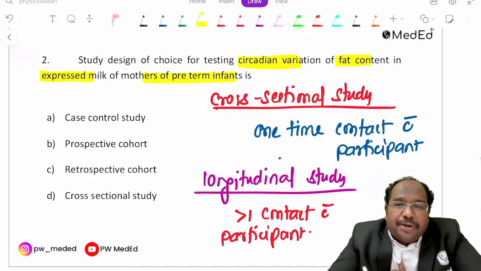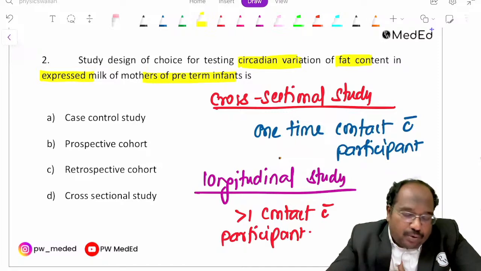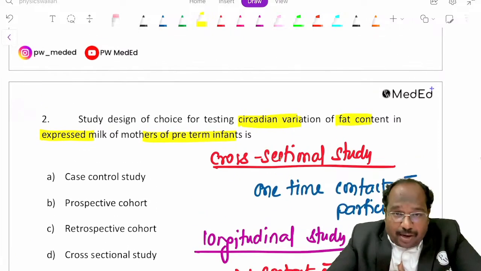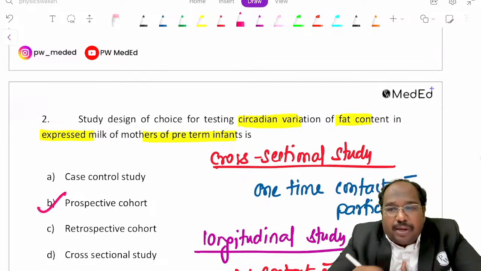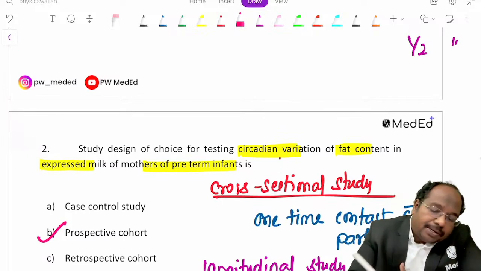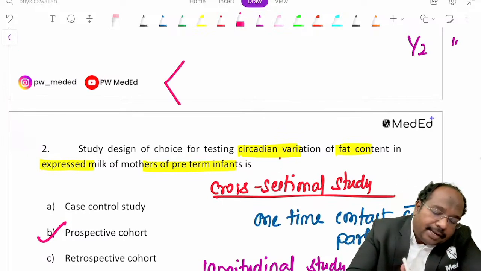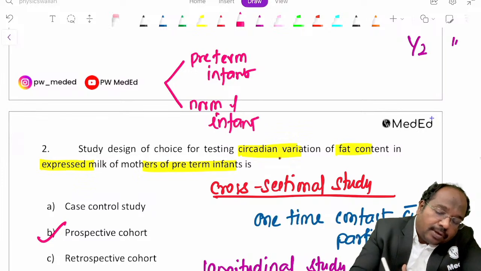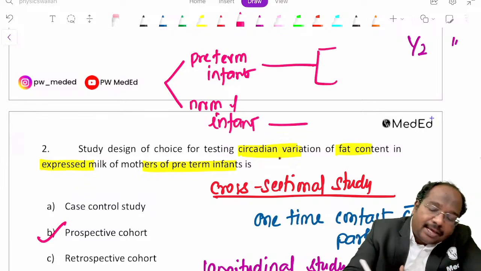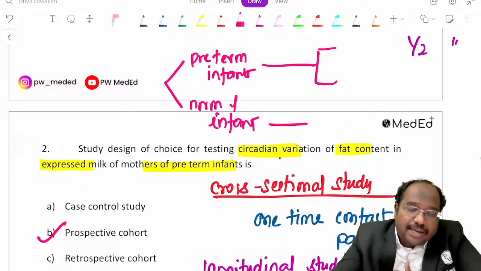Prospective cohort means what first we discussed, that is a regular cohort. Prospective, retrospective. Okay, look here. So the answer for this is, we can go with the prospective cohort study. Prospective cohort study means I can take two types of mothers: mothers with preterm infants, and mothers with normal infants. Over a period of time, I am collecting their breast milk, expressed breast milk.